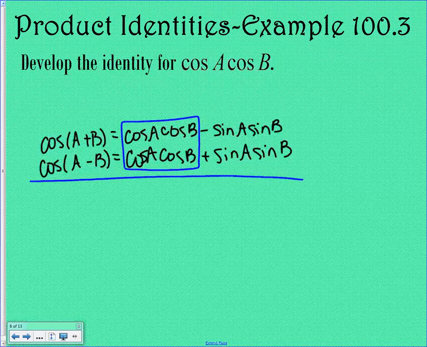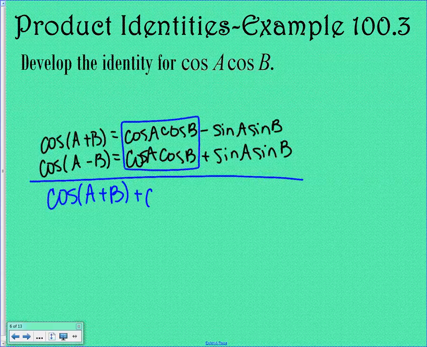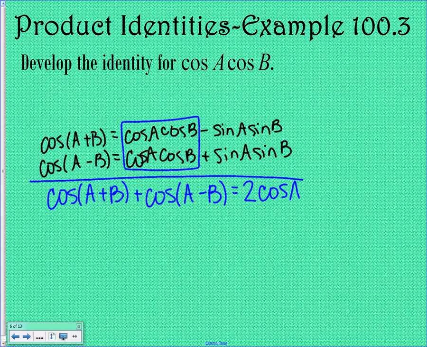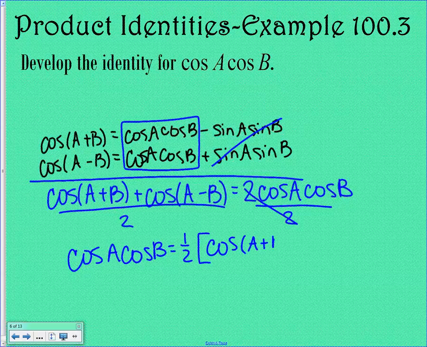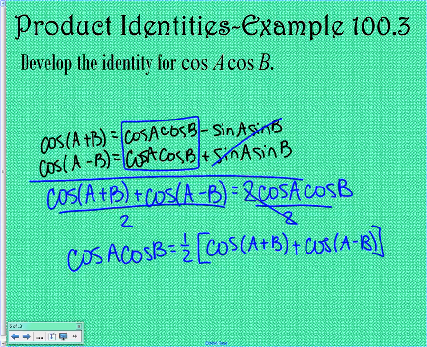And so if you add your 2 equations, you'll have the cosine of a plus b plus the cosine of a minus b equals 2 cosine of a, cosine of b, and then the sine of a, sine of b parts cancel. And so you divide by 2. And so the cosine of a, cosine of b equals 1/2 the cosine of a plus b plus the cosine of a minus b.